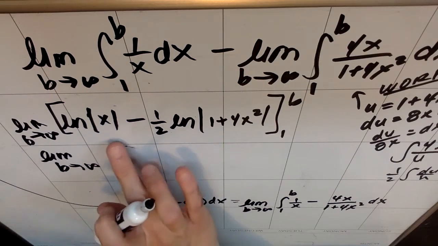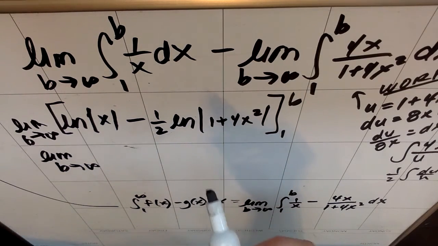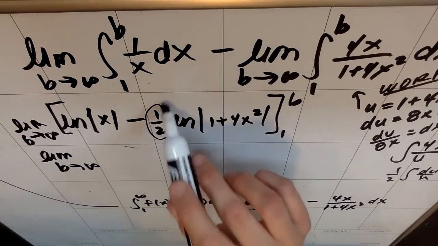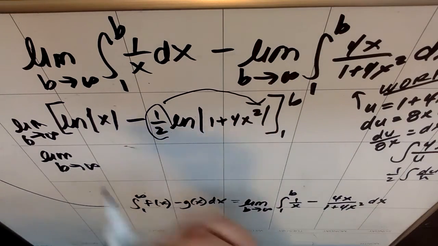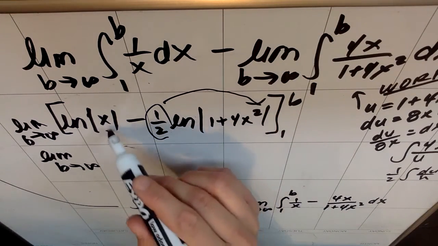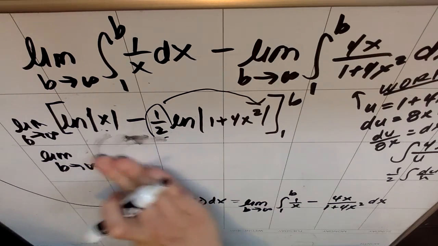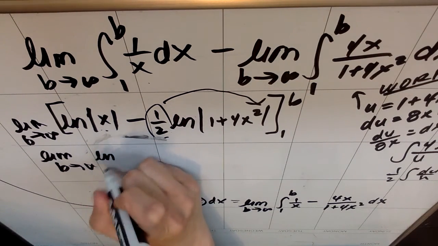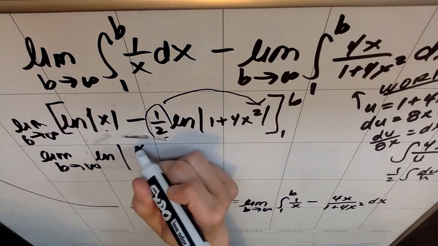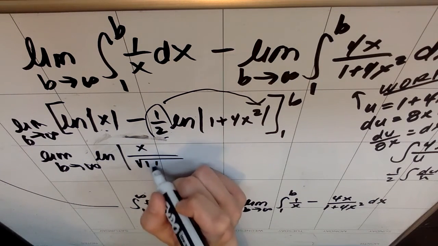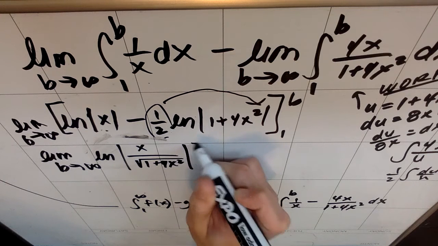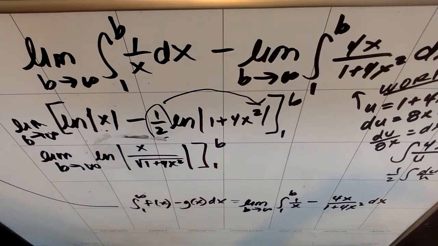If I use some log properties, a couple things are going to happen, right? I would suggest that you bring this up, and then that you use this subtraction to make this an x on top of that quantity. So I can make this the natural log of an x on top of a square root of 1 plus 4x squared, evaluated from 1 to b, right?